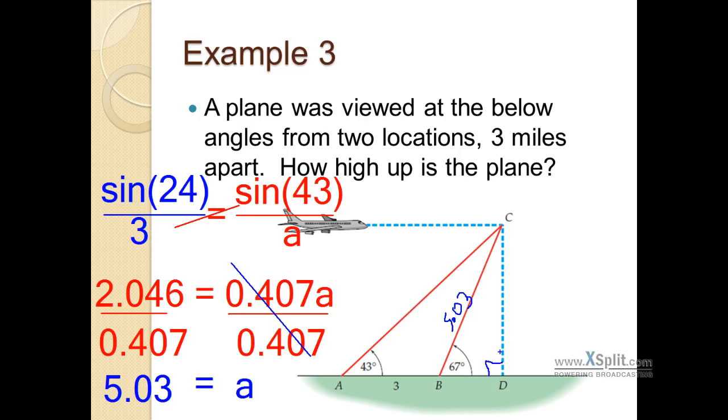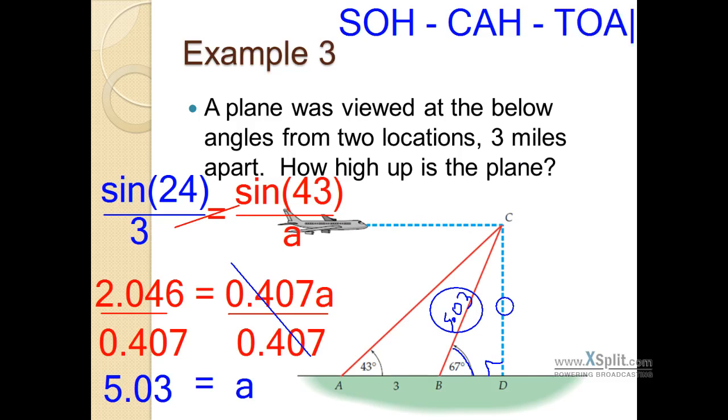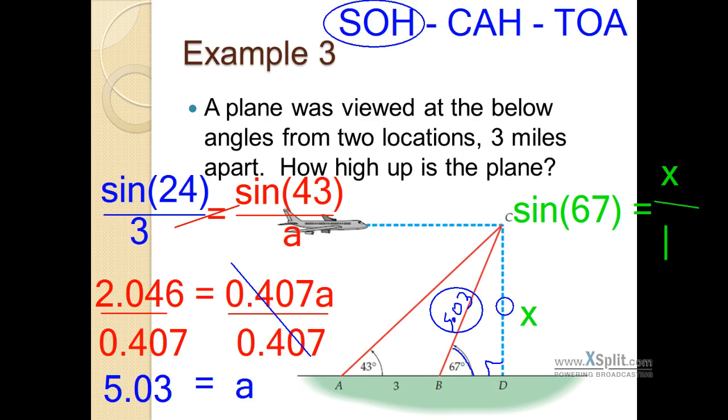We know this is going to be a 90-degree angle down here. We have an angle. We have the hypotenuse right up here. We want the opposite side. Opposite and hypotenuse, going back to SOHCAHTOA, we're going to use our sine. And we can say then, sine of 67 degrees is going to be equal to our opposite side, which we don't know, let's call that x, over our hypotenuse that we do know, 5.03.